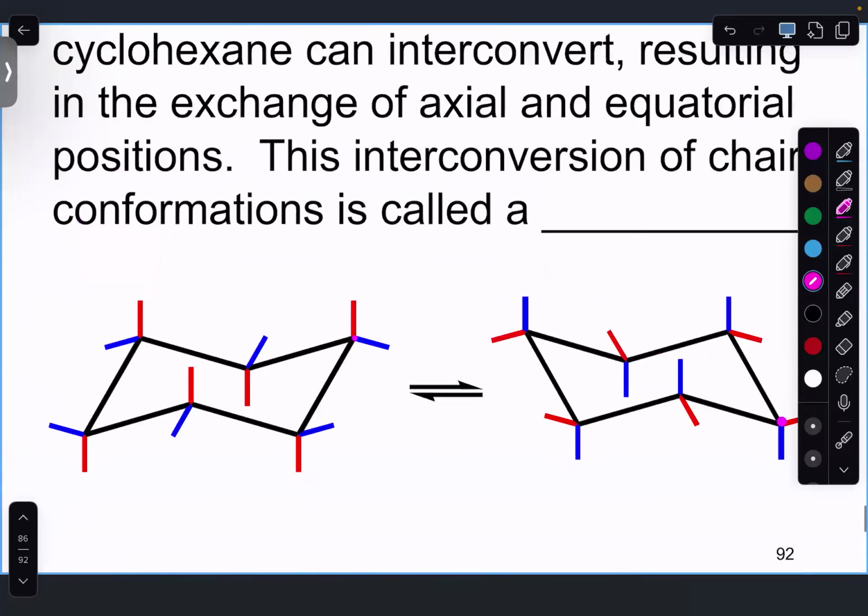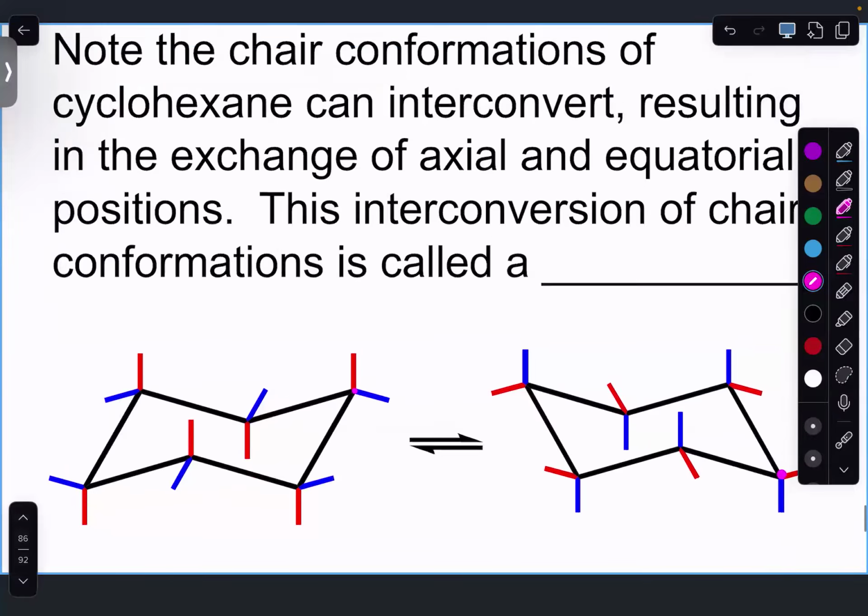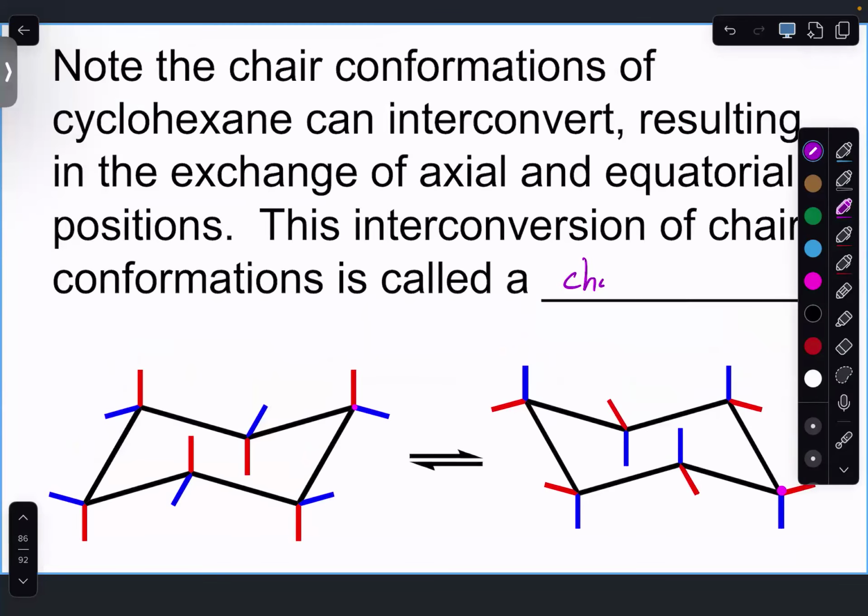All right. Notice in the left-hand structure, the head is to the right, the foot is to the left. In the right-hand structure, now the head is at the left and the foot is at the right. We just inverted the conformation. This is what is known as a chair flip.